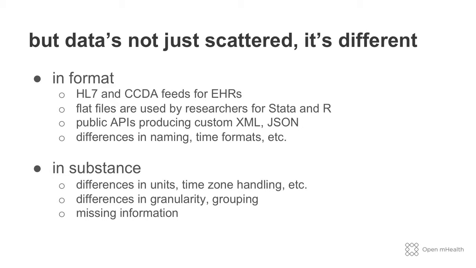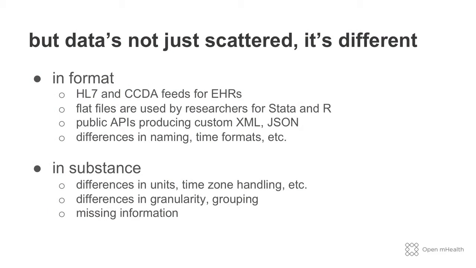So a couple of main ways they're different are formats and substance. Now, formats you can kind of deal with, but there's still a plethora of stuff out there. So EHRs have data in HL7. If you're doing research and you're doing statistical work, you need flat files to put that into Stata and R. All the public APIs we're familiar with, Fitbit, Withings, and so on, are producing either JSON or XML, but those 2 formats from 2 different places don't look anything alike. And then they've got differences in things like naming and time format.